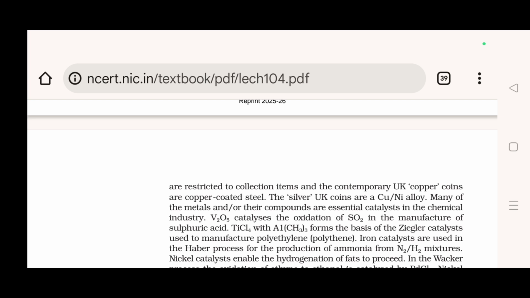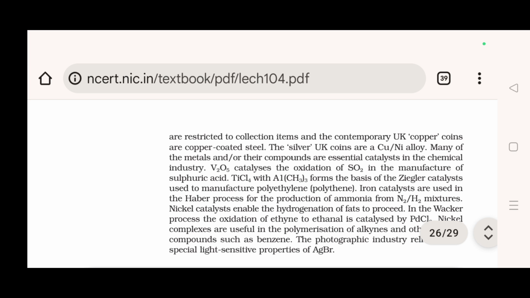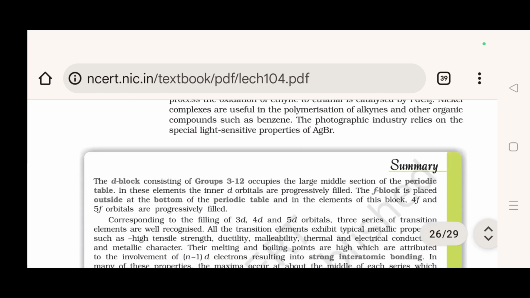Many of the metals and/or their compounds are essential catalysts in the chemical industry. V2O5 catalyzes the oxidation of SO2 in the manufacture of sulfuric acid. TiCl4 with Al(CH3)3 forms the basis of the Ziegler catalyst used to manufacture polythene. Iron catalysts are used in the Haber process for the production of ammonia from N2 and H2 mixtures. Nickel catalysts enable the hydrogenation of fats to proceed in the Wacker process. The oxidation of ethene to ethanal is catalyzed by PdCl2.